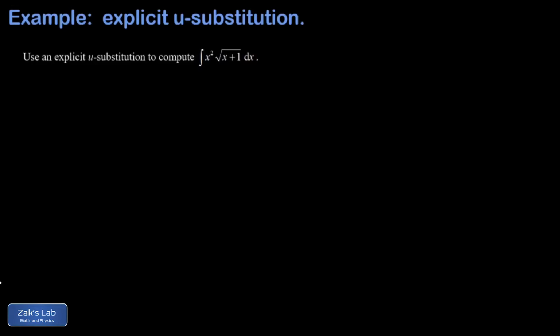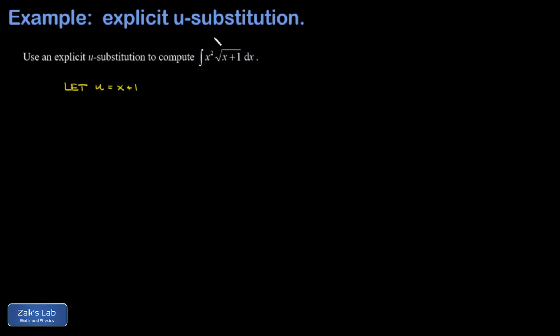In this video, we're asked to use an explicit u-substitution to compute the integral of x squared times the square root of x plus 1. And this is a classic sort of integral. The substitution that we make to make progress here is to simplify the interior of the square root to a single thing. In other words, we let u equal x plus 1. So the square root piece is going to clean up to the square root of u.